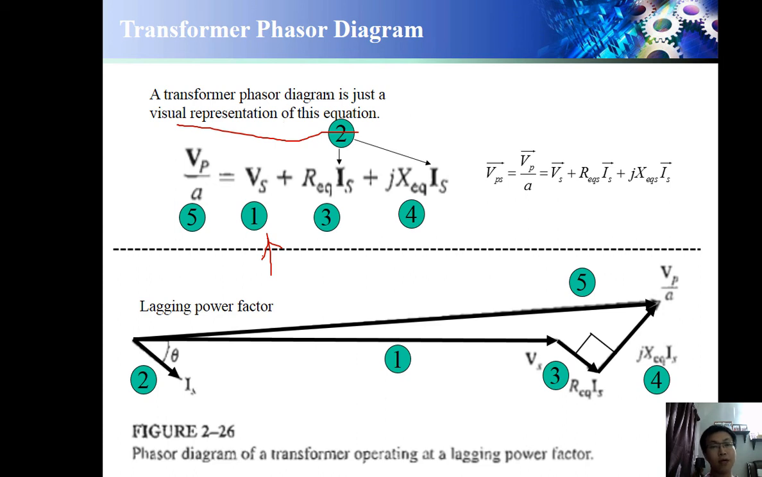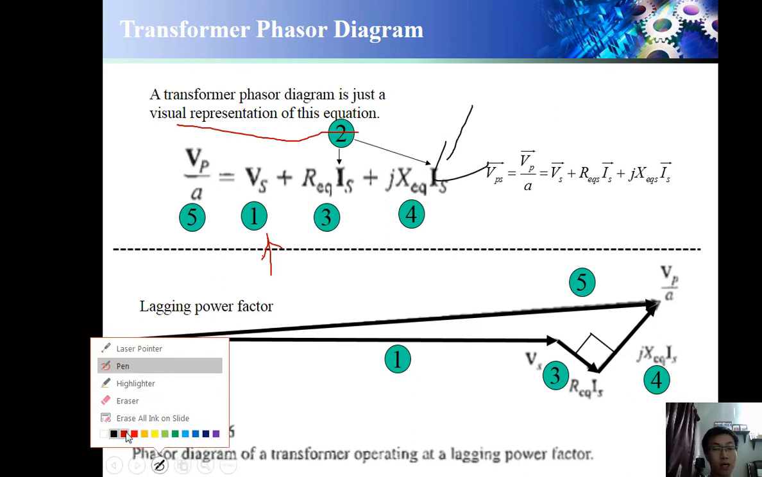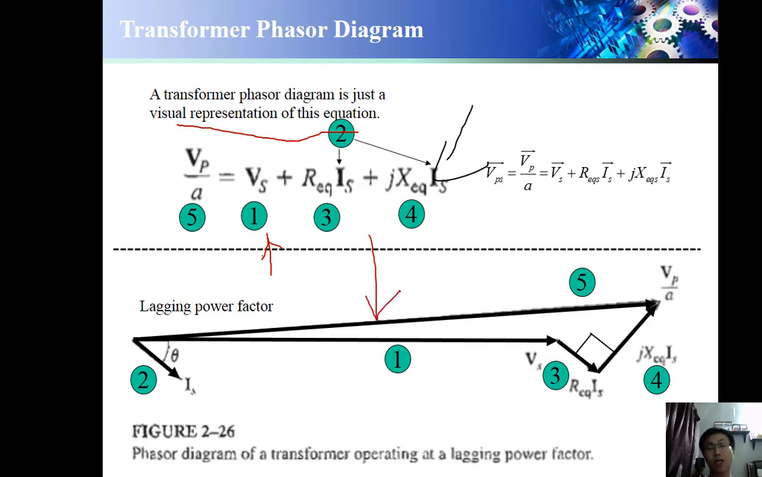So a phasor diagram is just a visual representation of this equation, and from this equation we need to put it into the phasor diagram, which is an illustration. So the first thing we need to draw is Vs. Vs is usually at the 0 position. Remember, this is a vector.